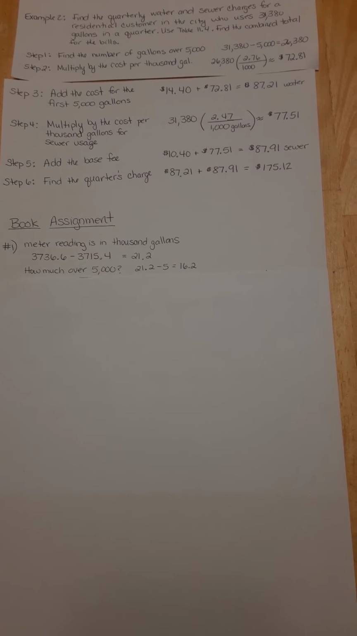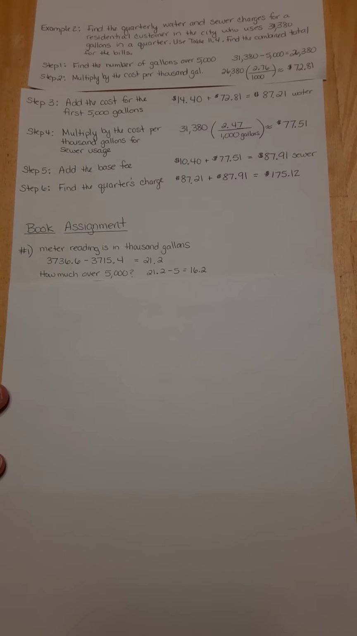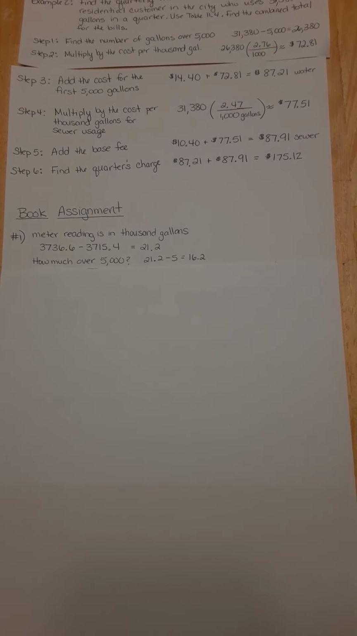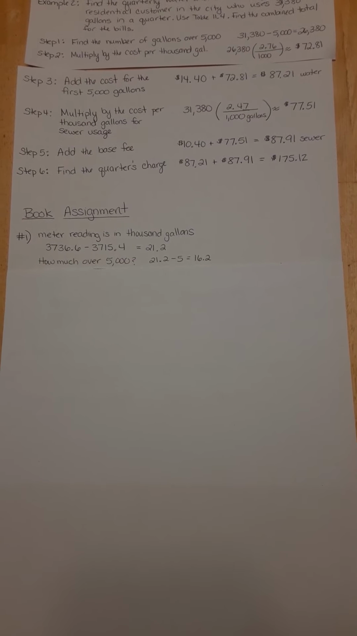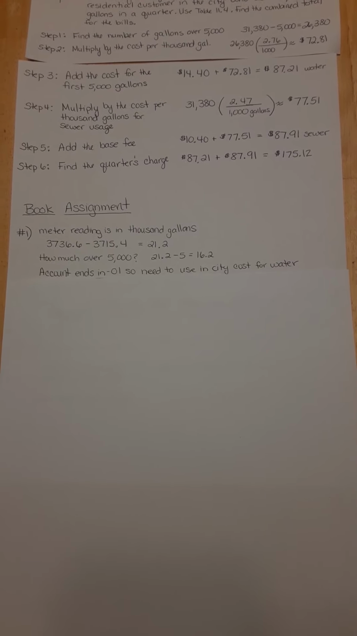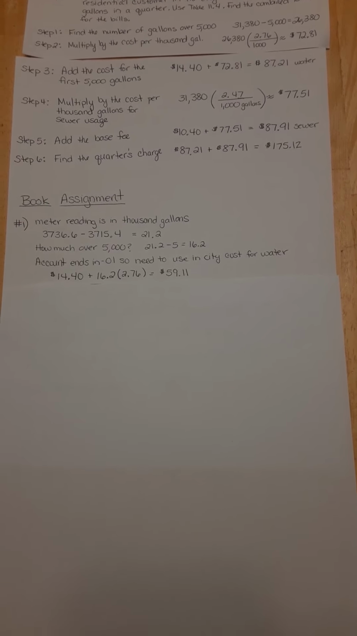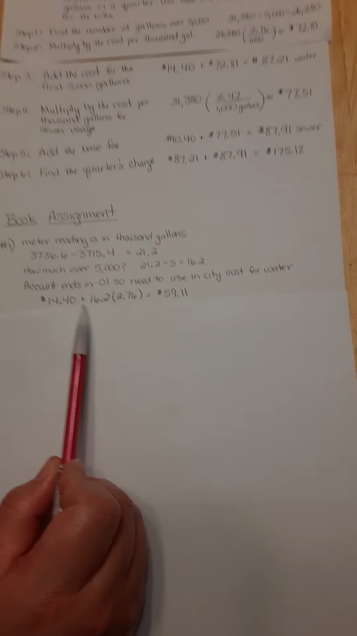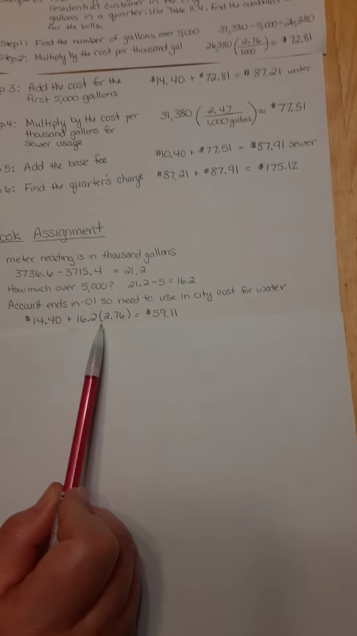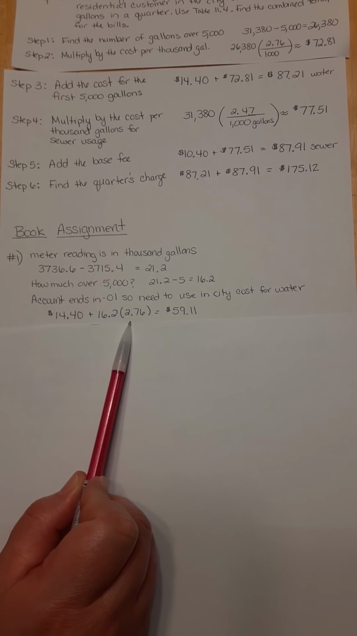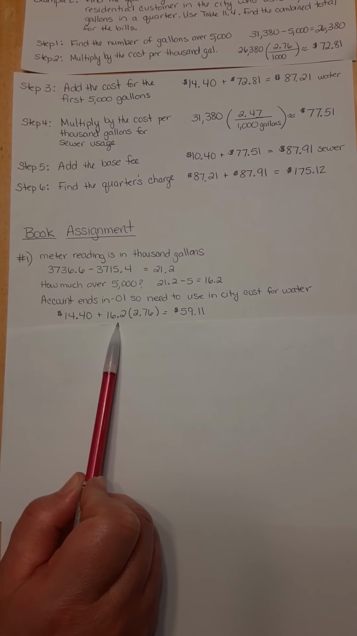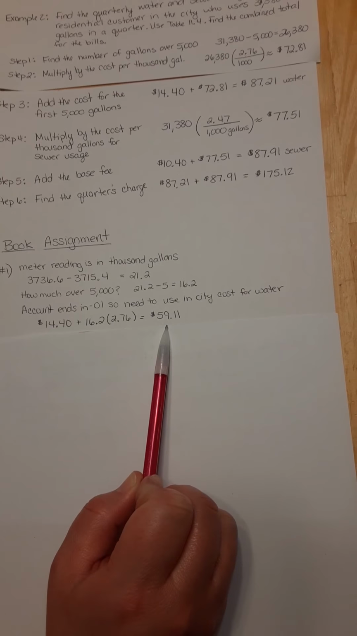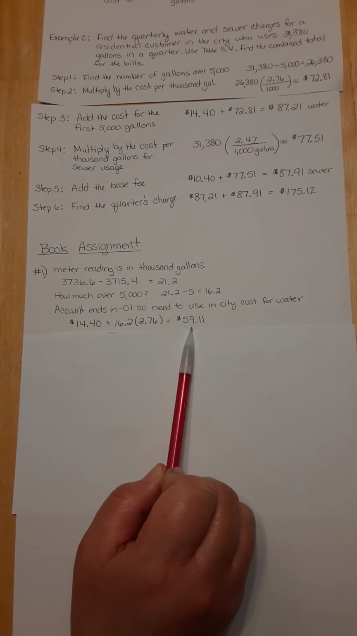Now that I know what my extra is, I need to go to my chart on page 419, and it's going to tell me what my cost is for over. Looking at it, I'm inside the city limits again. I find that it is $14.40 for the first 5,000, and then for anything over, it's going to be a $2.76 charge. So I'm going to multiply that by my thousands, add it to that, and this is my water bill. That's the one column they're asking us to find, the water.